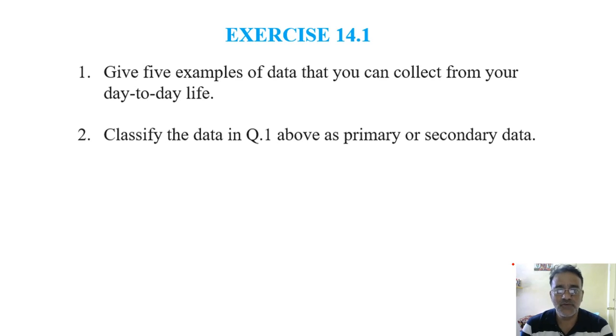And the number of students class wise in our school. If you collect by yourself, that will become primary data. If you collect through the class teacher, then that will become secondary data. Okay, can you give one example of primary data? Height of students in our class. But if you are collecting by measuring all the heights, then that will be primary data. If you are collecting from the students who have already measured somewhere, then that will be considered as secondary data.